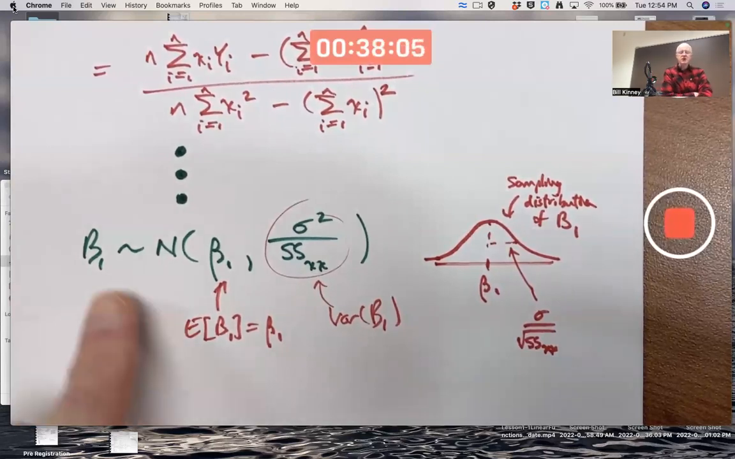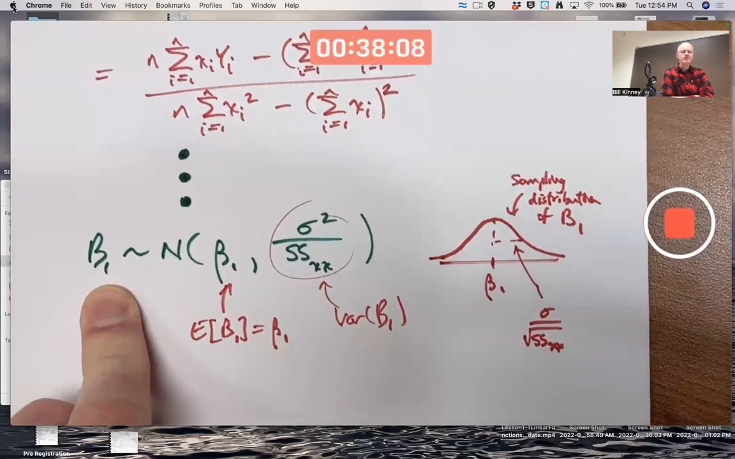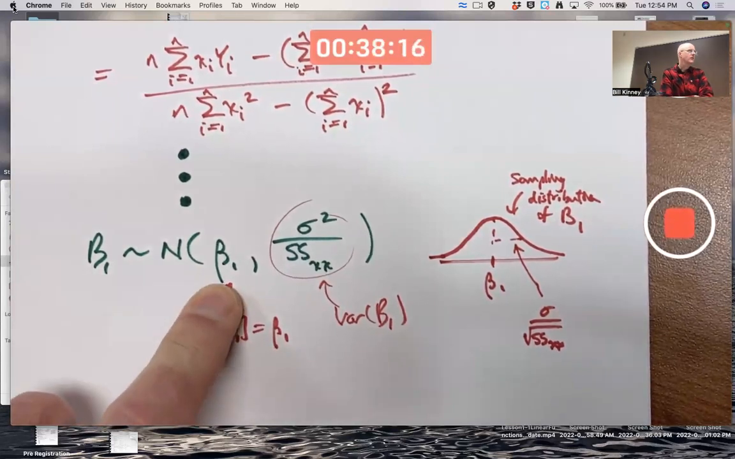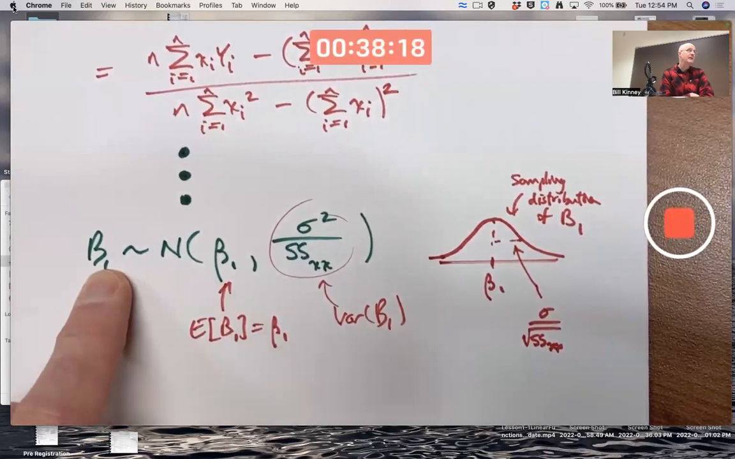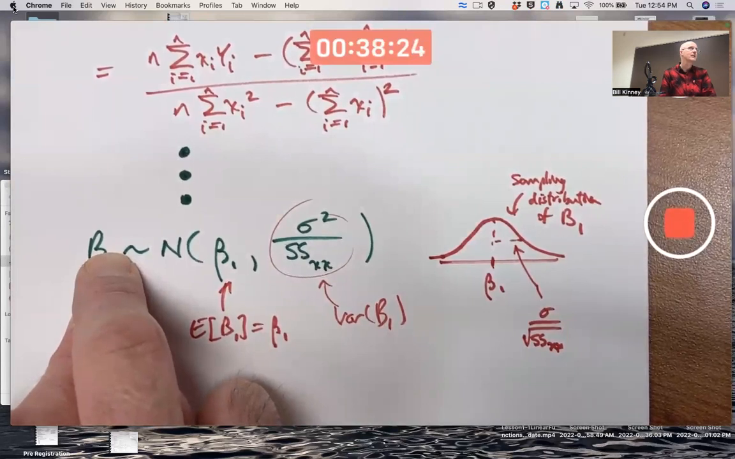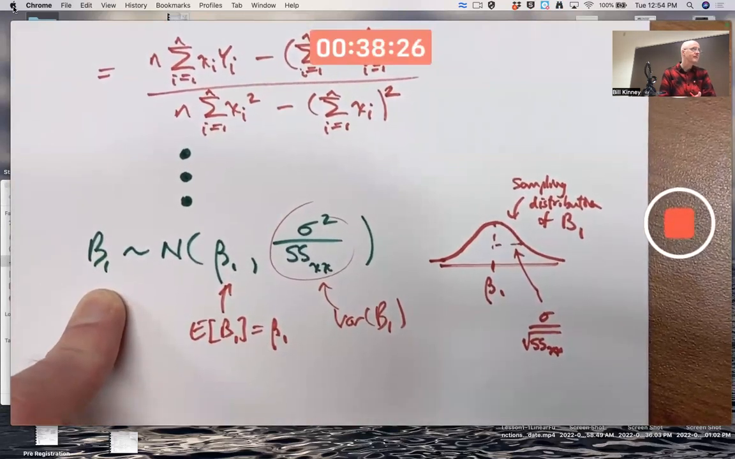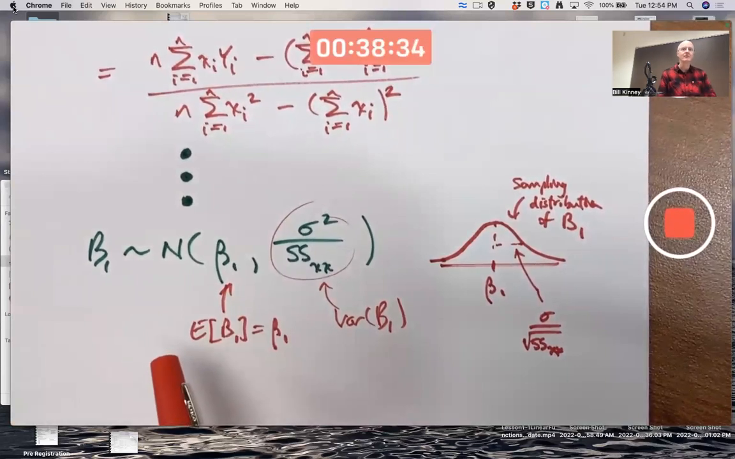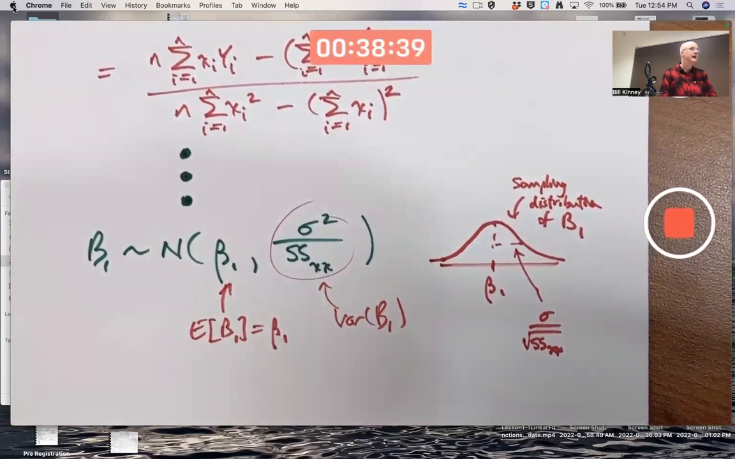And if we know the distribution of capital B1, probably that means we can do inference on beta 1. We can estimate it with capital B1, or maybe a confidence interval centered at the observed value of capital B1 with a certain margin of error. And maybe we can do hypothesis testing on beta 1. Maybe the null hypothesis is that beta 1 equals, like in the simulation, 0.5. And the alternative is that it's not equal to 0.5.